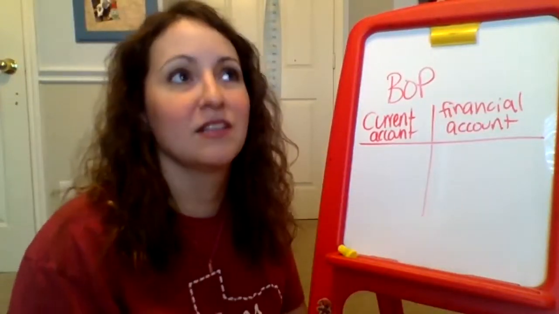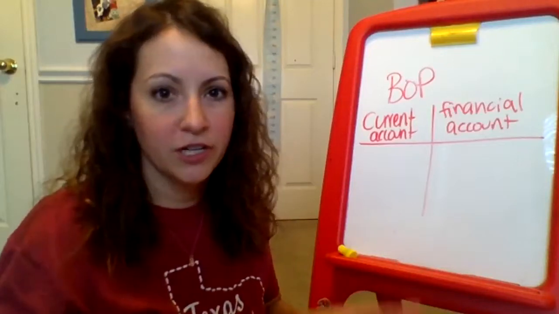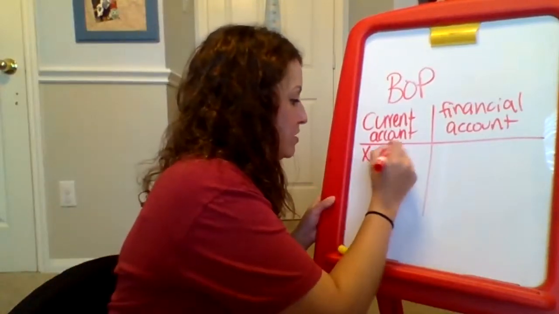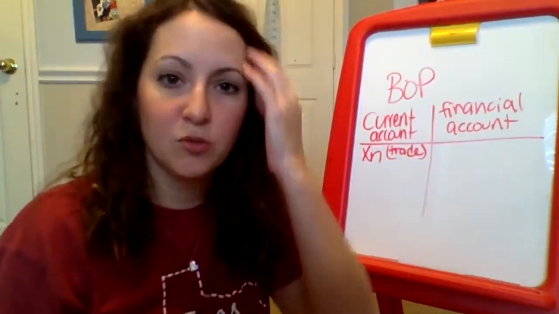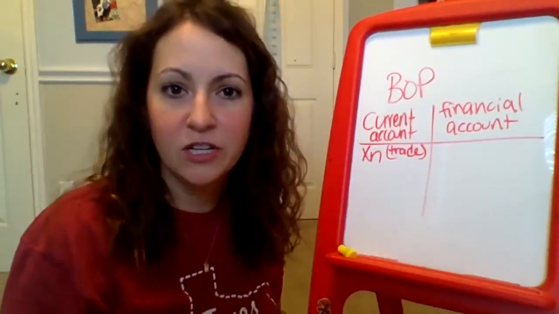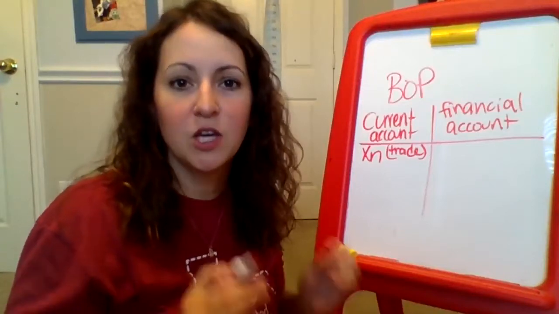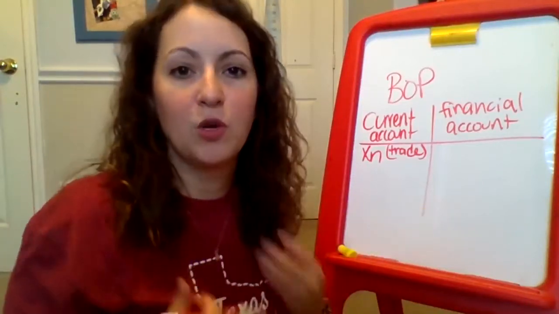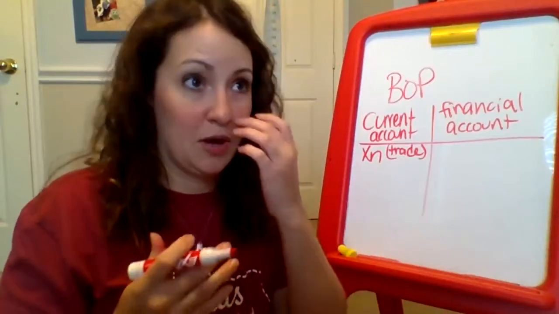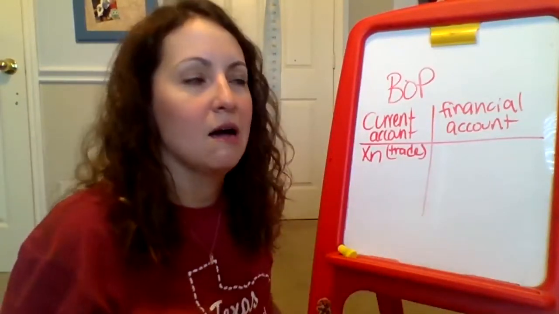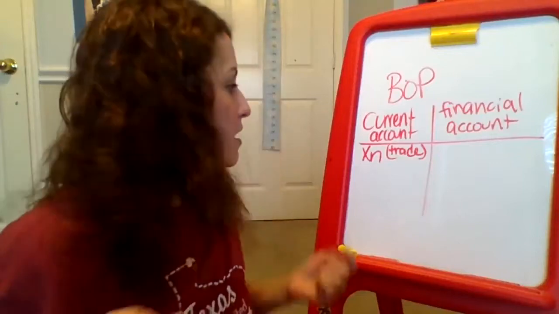Current account is basically the majority of things. It's going to be all trade, all net exports. Remember, you can have a surplus of trade or a deficit of trade. So if you have a trade surplus, you are exporting more than you are importing. So more is leaving your country than coming in because you have a surplus, so a lot can leave. China has a trade surplus.